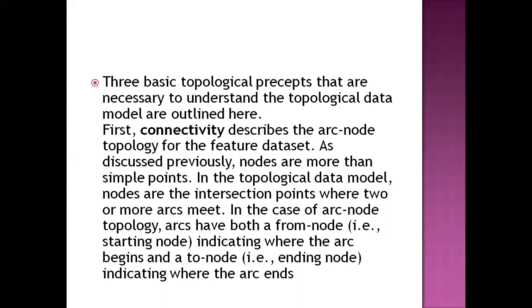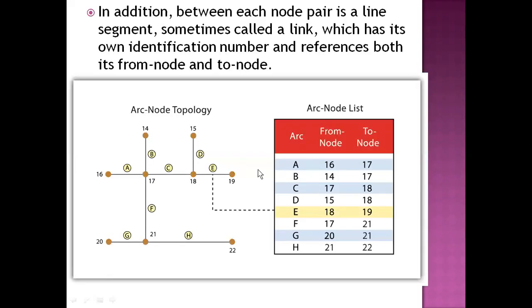In the case of arc node topology, arcs have both a from node, indicating where the arc begins, and a to node, indicating where the arc ends. In addition, between each node pair is a line segment, sometimes called a link, which has its own identification number referencing both its from node and to node.